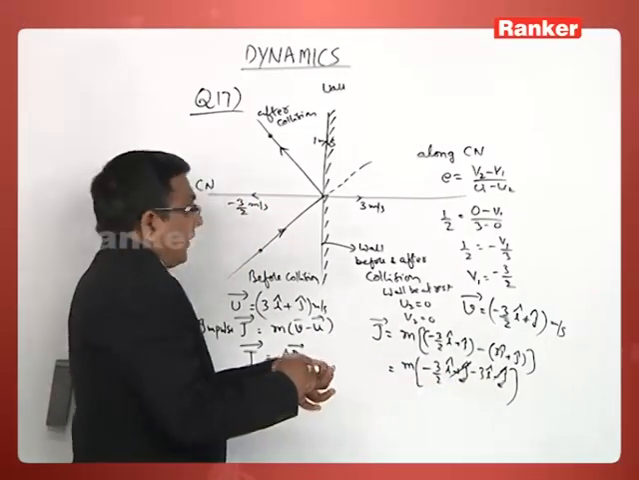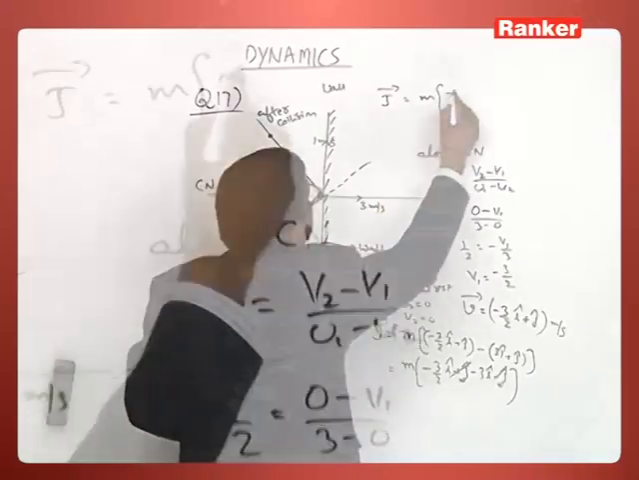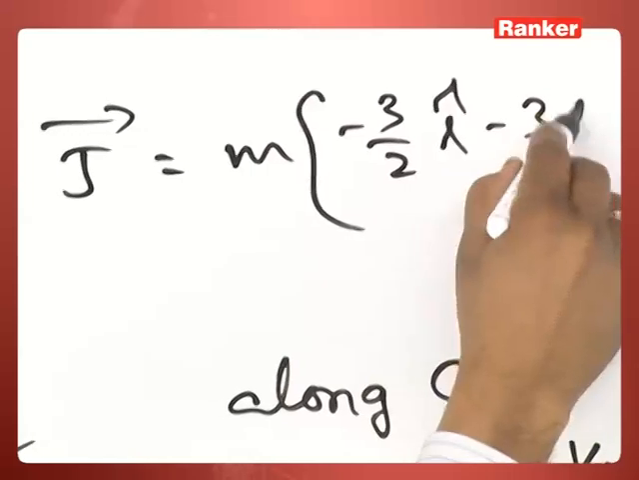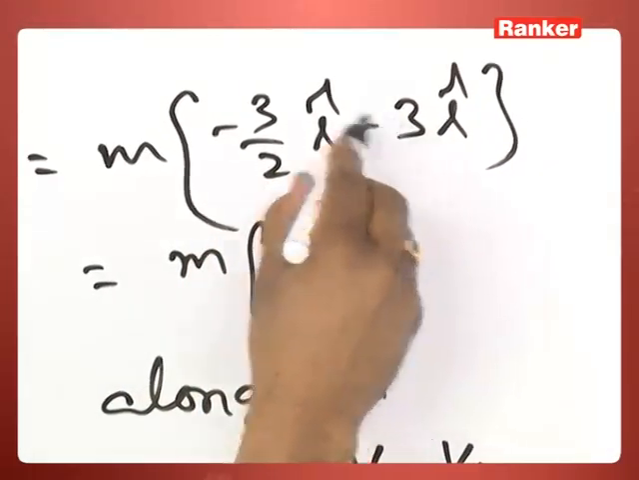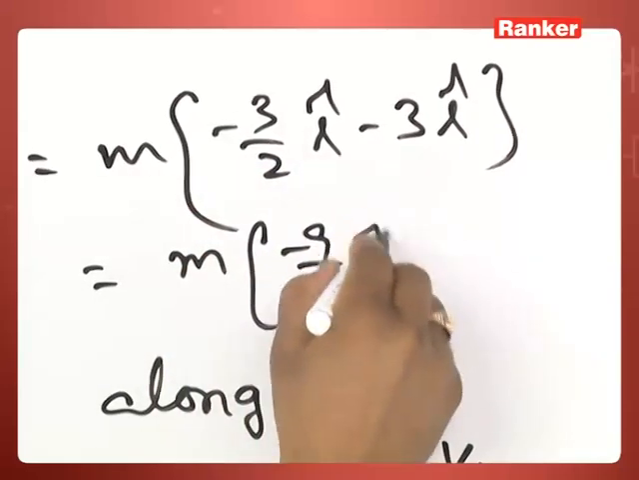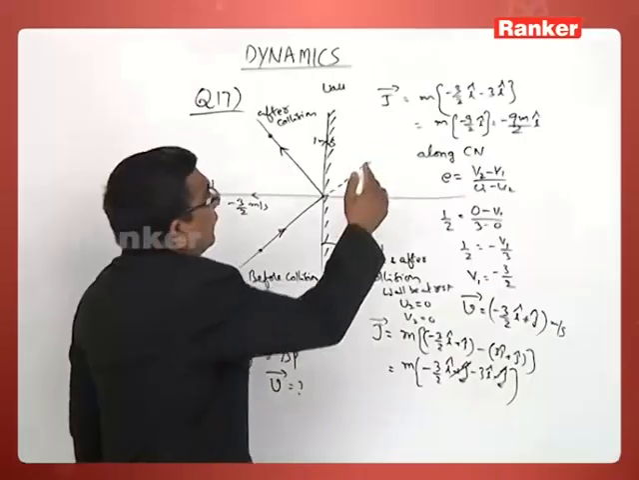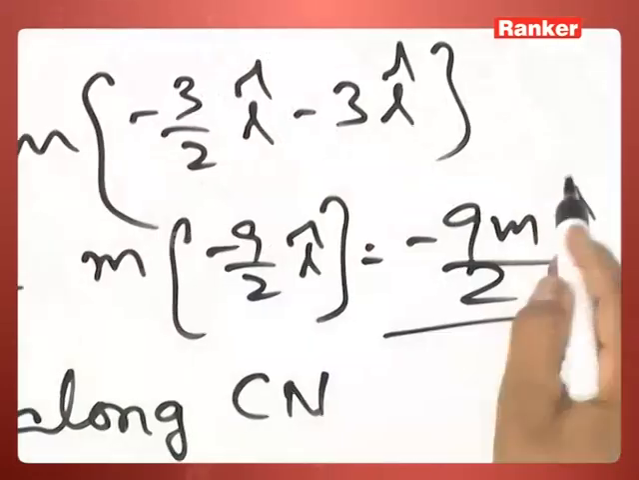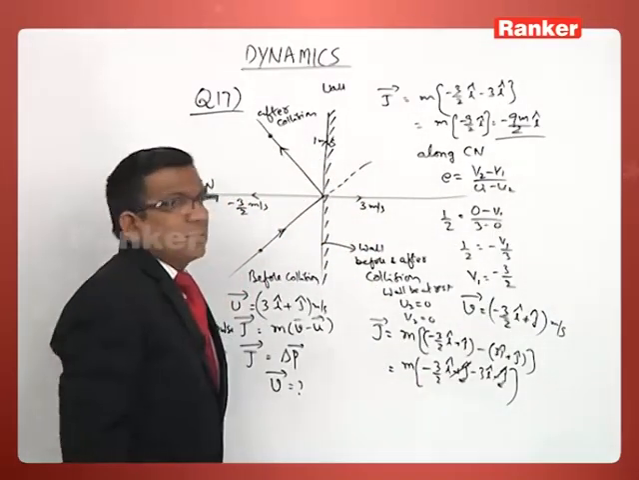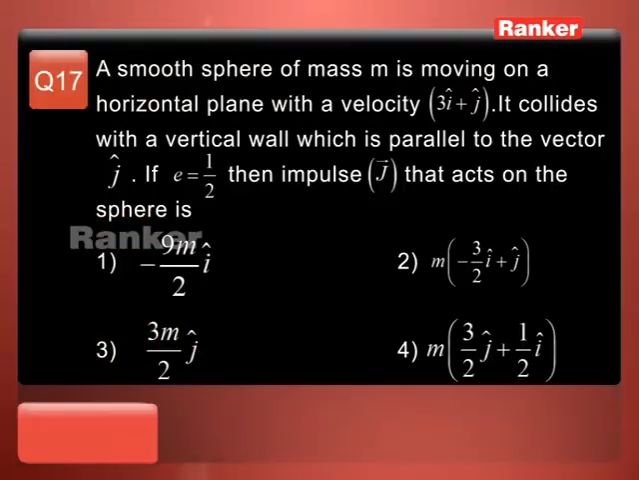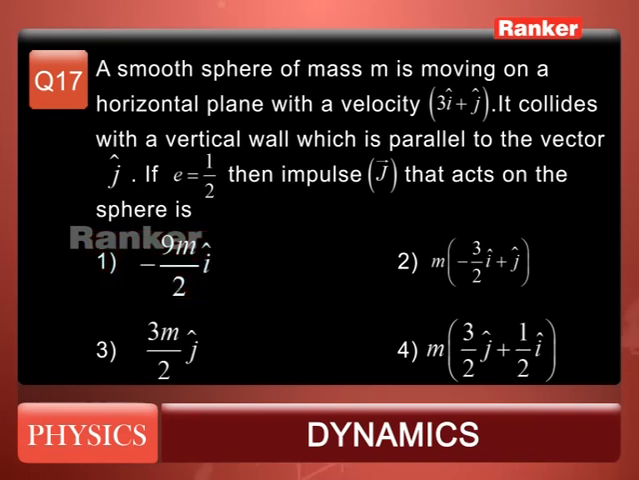Then this further simplifies. j bar is equal to m times minus 3 by 2 i cap minus 3 i cap, which is m times minus 3 by 2 minus 6 by 2, that is minus 9 by 2 i cap. So you are going to get minus 9 by 2 m i cap. That will be the impulse imparted by the sphere on the wall. If you see the options, the first option, minus 9 by 2 m i cap, is the correct answer. So the answer is 1.